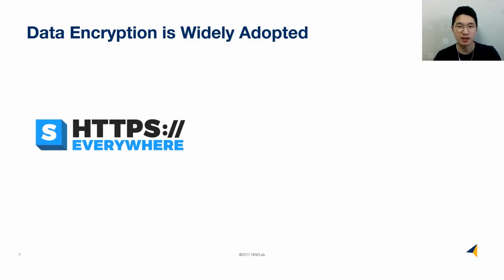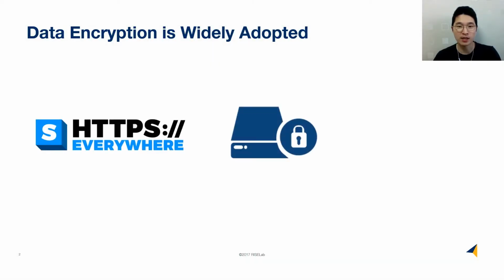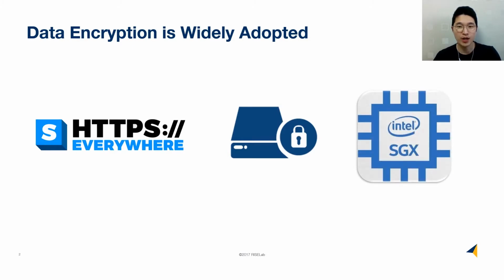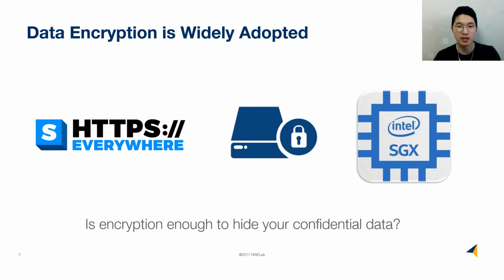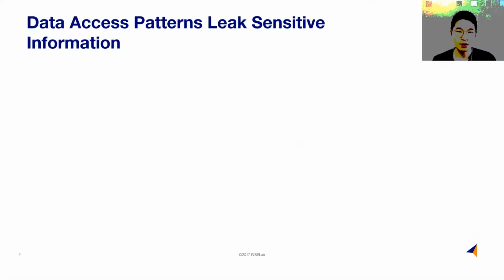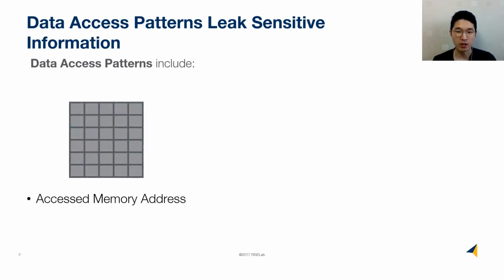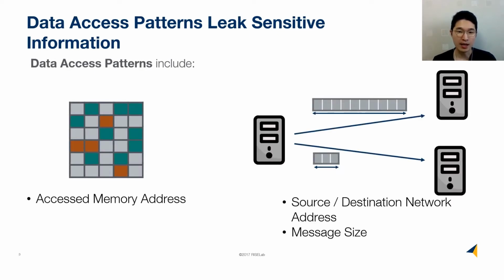Encryption protects data sent over network and stored in disk. Even more, hardware enclaves like Intel SGX encrypt data processed in memory. However, does encryption completely hide your confidential data? Even if your data is encrypted, access patterns to the data can still leak sensitive information. Common data access patterns include access to memory addresses and network addresses and size of messages sent over network.